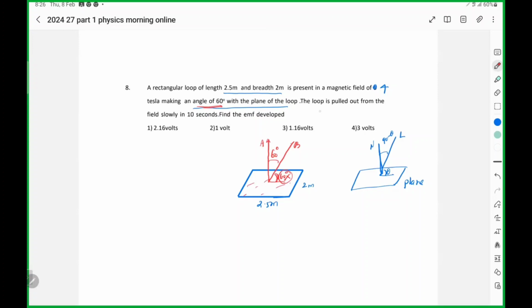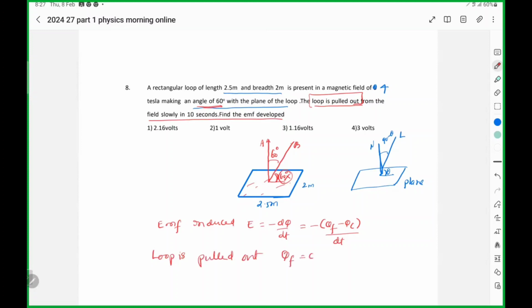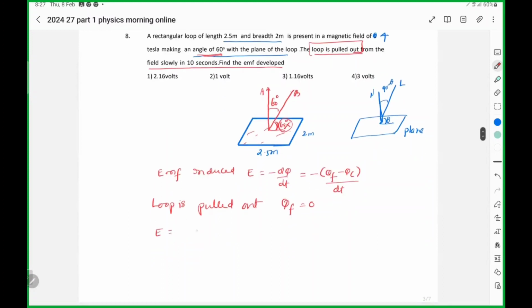So in this case, first the loop is pulled out. Find the EMF induced. So EMF induced is equal to minus d phi by dt, minus phi final minus phi initial. When the loop is pulled out, flux will be zero. Then here EMF induced will be only over the time interval he told. When there is a change in flux, the EMF will be induced.